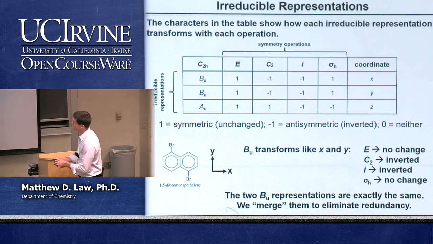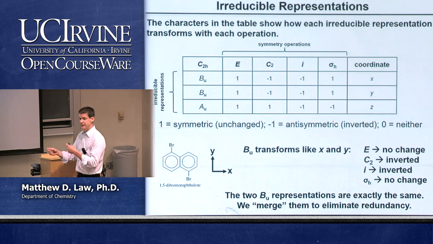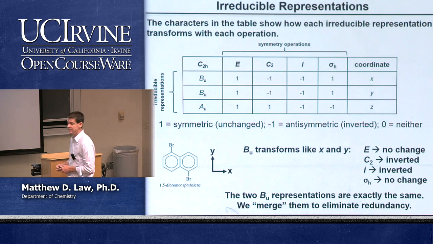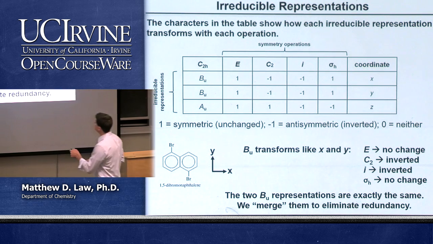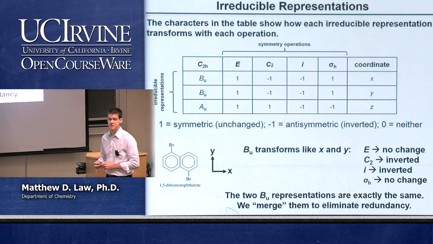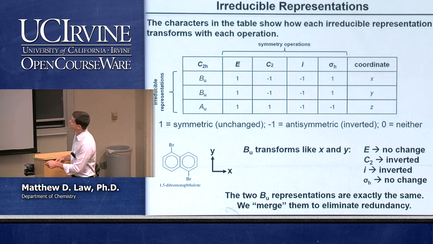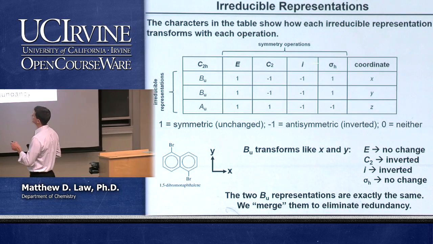Again, we can look at the different operations and see how they transform. Under identity, of course, no change. Under C2, both the x and the y invert, and so we have a -1. Under inversion, they both invert, and so we have a -1. And under a horizontal reflection, a reflection in the plane of the molecule, neither x nor y change, and so we have a character of +1 in this case. And so we have the BU irreducible representation transforming like the x and the y axes in this particular case. That's what the character information here tells you: how these individual irreducible representations transform under the different symmetry operations.